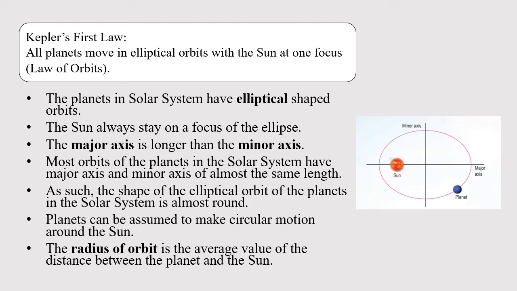Most orbits of the planets in the solar system have a major axis and minor axis of almost the same length. As such, the shape of the elliptical orbit of the planets in the solar system is almost round. Planets can be assumed to make circular motion around the Sun. The radius of orbit is the average value of the distance between the planet and the Sun.